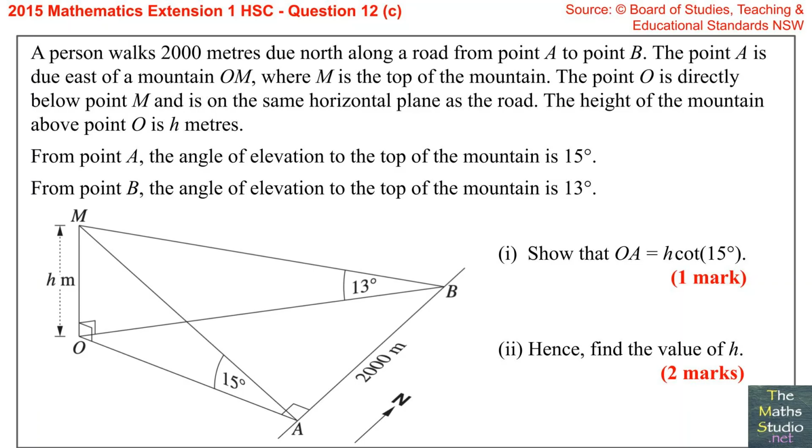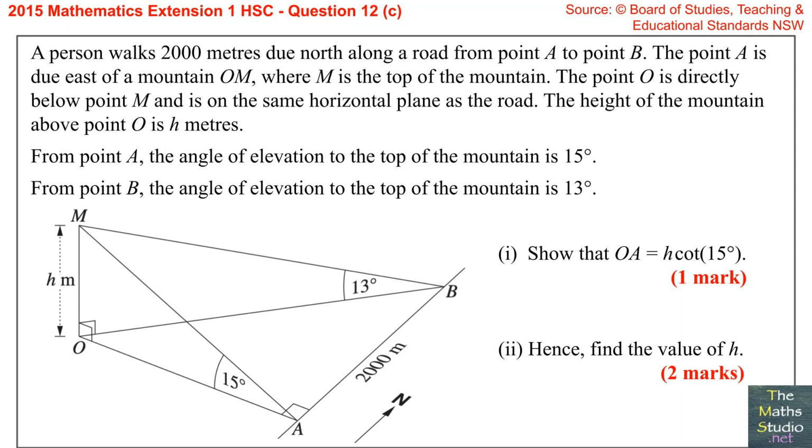Question 12, Part C. A person walks 2,000 meters due north along a road from point A to point B. The point A is due east of a mountain OM, where M is the top of the mountain. The point O is directly below point M and is on the same horizontal plane as the road. The height of the mountain above point O is h meters.